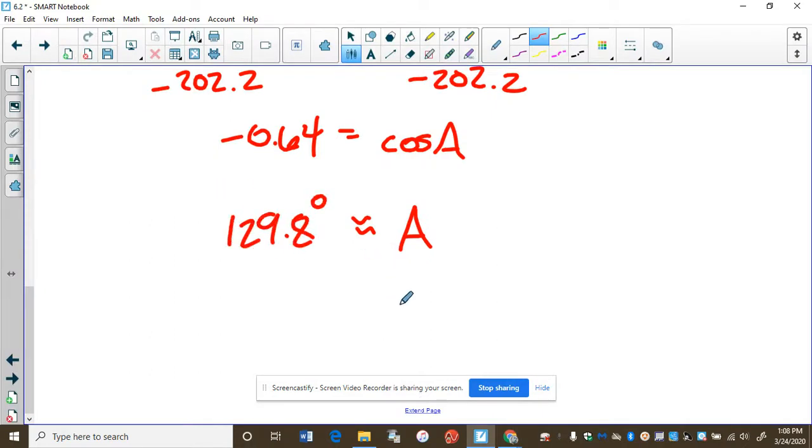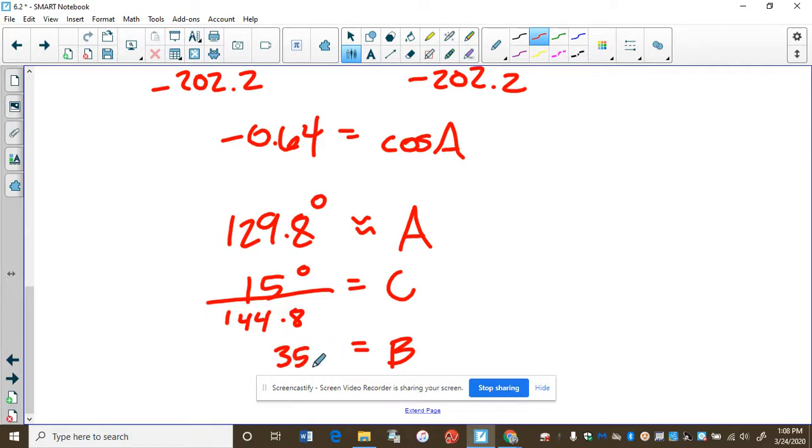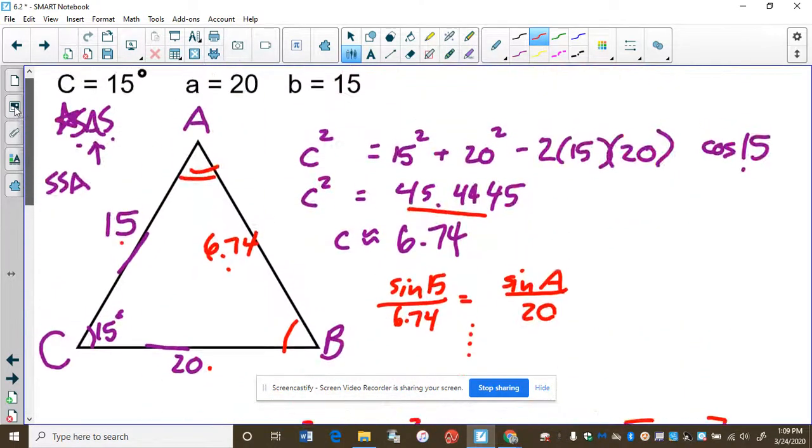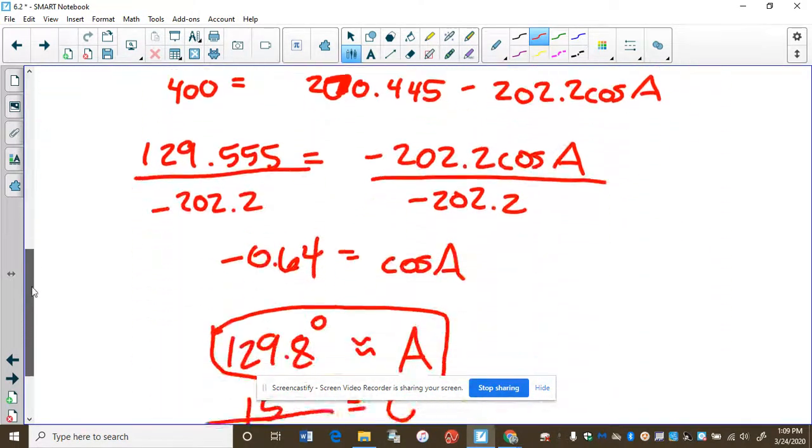And then we can take this with the 15 degrees that we had for angle C and solve for B by adding these together and subtracting from 180. If we add these together, we get 144.8. So B would have to be 35.2 degrees. So here's B, here's A, and there we have it. Okay, our solved triangle using the law of cosines.